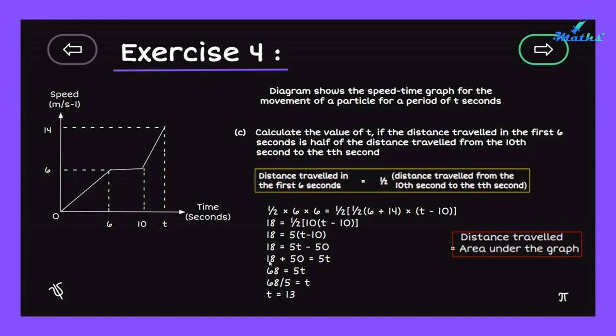And then move to the front: 18 plus 15 equals 5t. So we get 68 equals 5t. 68 divided by 5 equals t. So t equals 13.